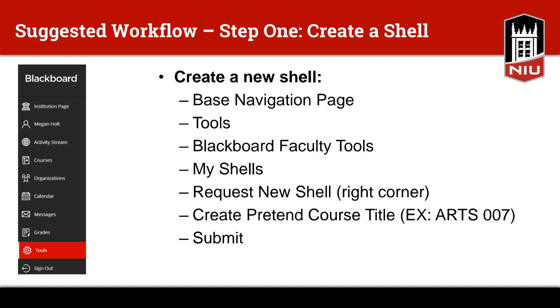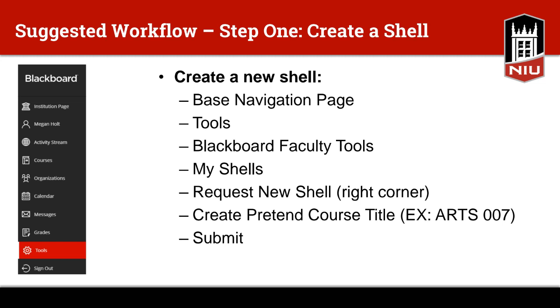So anyway, when you create a shell, you start from the base navigation page. Okay, you'll click the Tools tab. You'll go to Blackboard Faculty Tools. You'll see a thing up in the corner that says My Shells. You'll click that. Then up in the right corner on the new page that opens, you click Request New Shell. It will prompt you to provide it with a name, right?